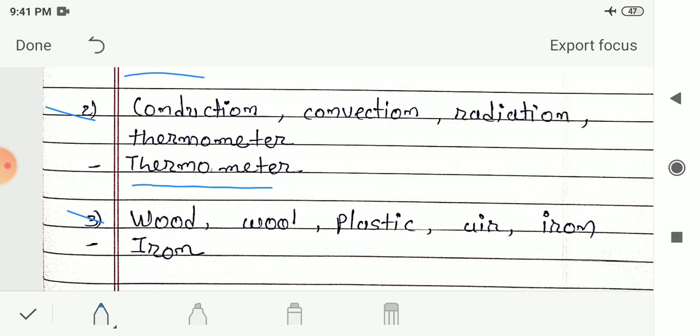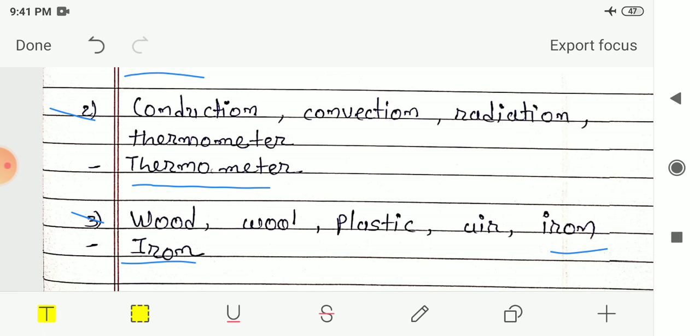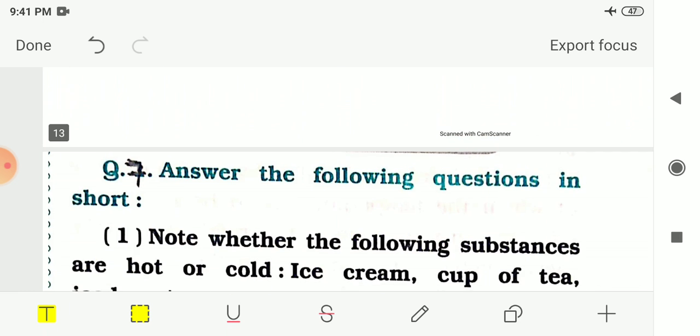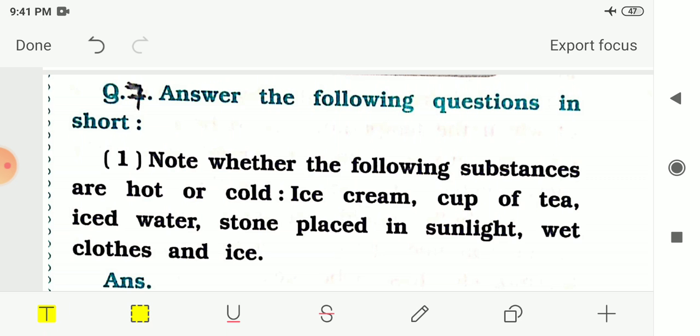The third number is wood, wool, plastic, air and iron. So here your answer is iron. The rest, that is wood, wool, plastic and air, are poor conductors, or you can say insulators of heat, and iron is the good conductor of heat, so the odd one out is iron. So here question 6b, odd one out, gets over. Now the next question is question number 7.